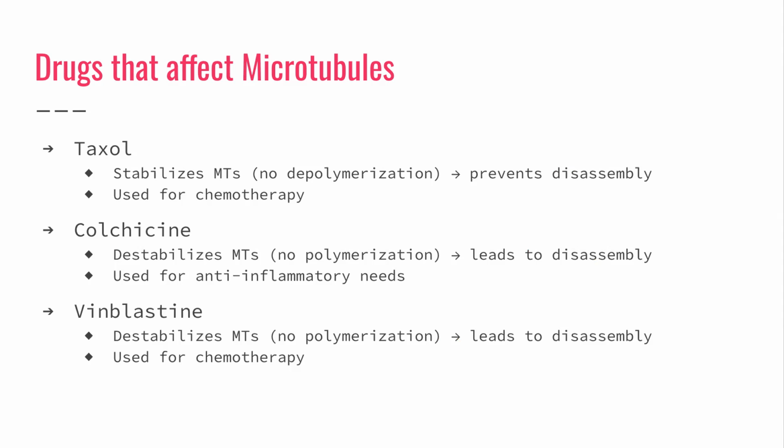And I think for the exam, know how to apply them. So Taxol would be a good drug if you're trying to prevent cancer cells from continuously dividing, because if you prevent microtubules from depolymerizing, then they can't form spindles for cell division.